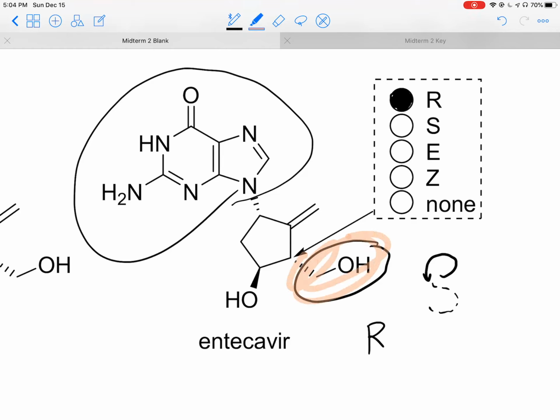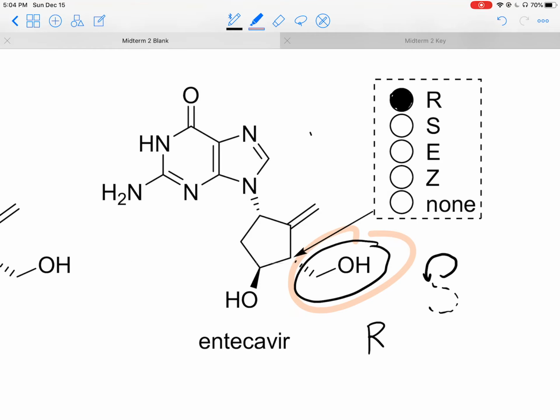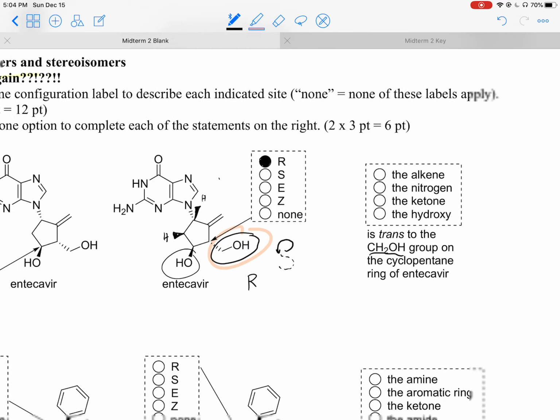Let's just highlight it. That is cis to it, but we're not looking for cis, we're looking for trans. Since the orange circled group is dashed, we're looking for something that's wedged on the ring. So this OH group, this hydroxyl group, is one example. Another example could be the implied hydrogen right here, or the implied hydrogen right here. Just those two implied hydrogens and the OH.